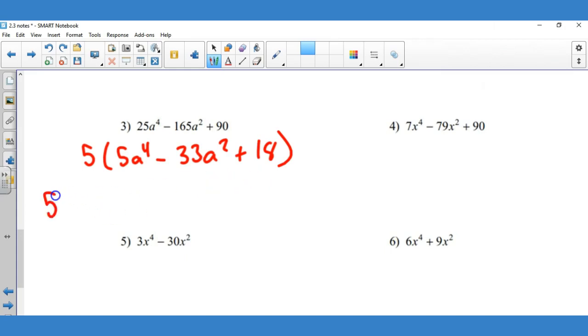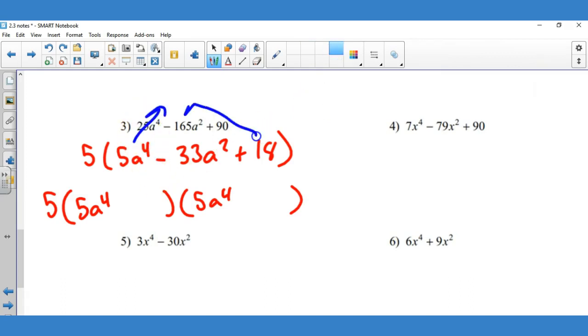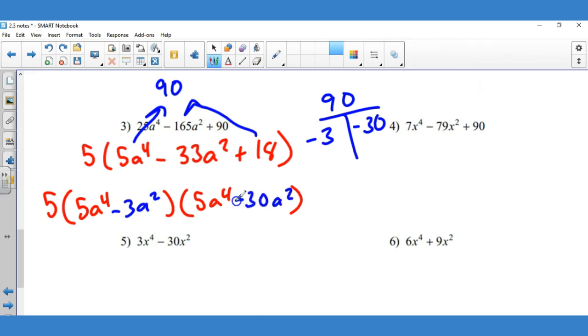Now, write the leading coefficient or the first term twice. Now, take the leading coefficient and the constant, multiply them to get 90. So what factors of 90 will add to give me negative 33? Negative 3 and negative 30. Negative 3 times negative 30 is positive 90. Negative 3 minus 30 is negative 33. So we're going to go negative 3a squared and negative 30a squared.